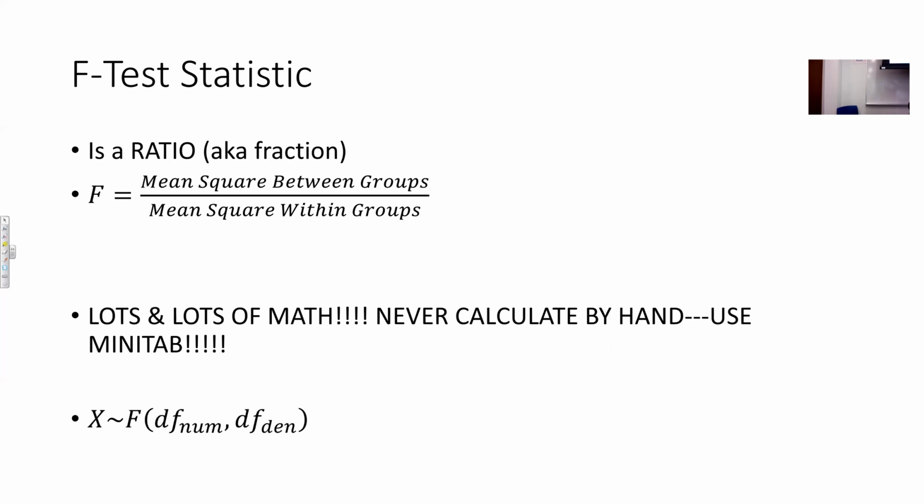Remember, sometimes we have those fancy-dancy notations. The fancy-dancy notation here is that our variable x approximates the F, and then you have the 2 numbers in the parentheses. The first one is the degrees of freedom for your numerator, which is between the groups, and then your degrees of freedom for your denominator, which is within the groups. And again, that's just a notation you might see. Sometimes you'll see that written into reports and things when you're reviewing them.